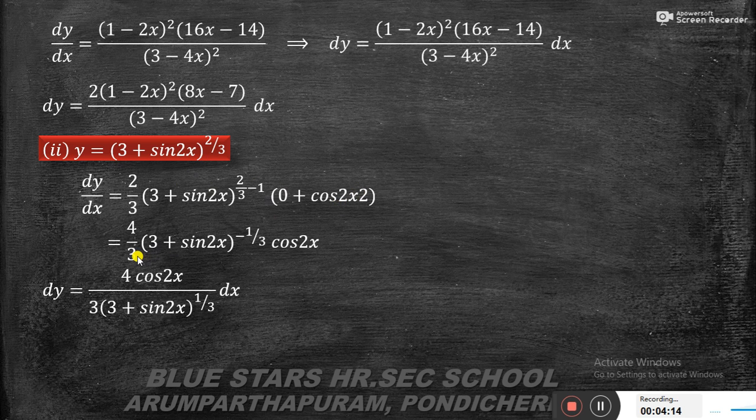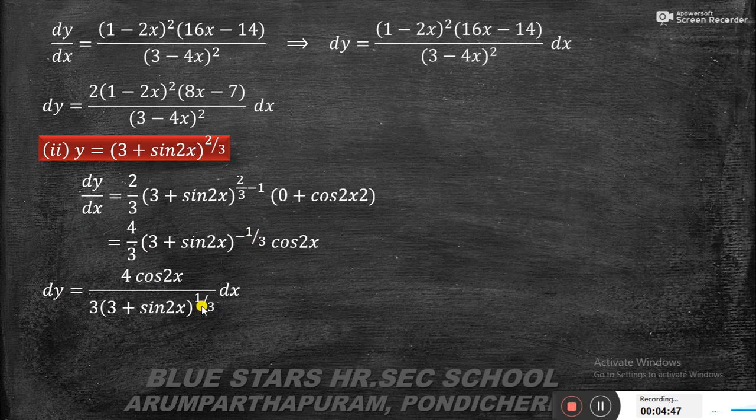In the next step I write 2 into 2 by 3, which is 4 by 3, (3 plus sine 2x), and I just simplify the power. 2 by 3 minus 1 means 2 minus 3 by 3, and 2 minus 3 is minus 1 by 3, times cos 2x. So this is dy by dx. Therefore dy equal to 4 cos 2x, with this power minus 1 by 3.